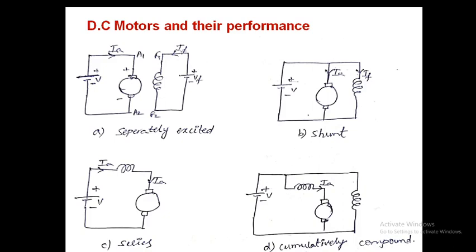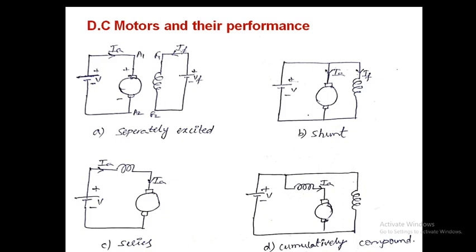DC drives generally use a DC motor, so we should brush up on the DC motor concepts. So, DC motors and their performance. We will see this briefly. First is the types of DC motors. There are a few types of DC motors: separately excited DC motor, shunt motor, series motor, and compound motors.